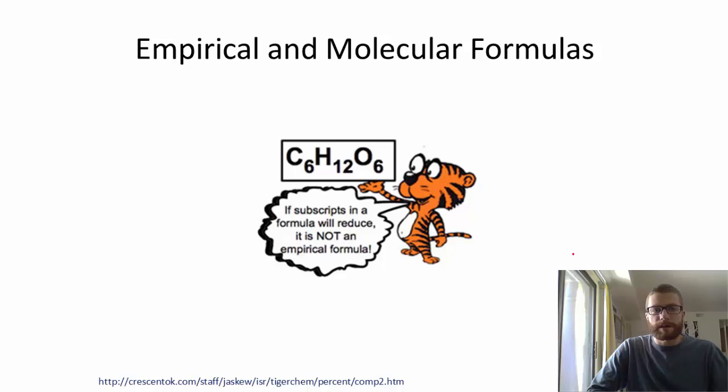Today we're going to go about calculating and finding empirical and molecular formulas. To get started, as you can see from the cartoon at the center of the screen, we have this tiger, the C6H12O6, and as you can read, if subscripts in a formula will reduce, it is not an empirical formula. So that gives us some insight into what an empirical formula is.